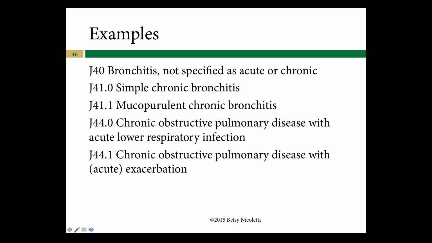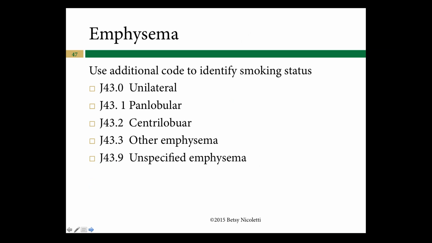So here are some examples. Simple chronic bronchitis. Take a look at J44.0, chronic obstructive pulmonary disease with an acute lower respiratory infection, or J44.1, chronic obstructive pulmonary disease with an acute exacerbation. So rather than using the equivalent of 496, we would use a code that specifically described the patient's condition. And all of these codes in the respiratory chapter, bronchitis, asthma, emphysema, they all have that notation: use an additional code to identify the smoking status, if applicable, and they would list those 5 codes that we saw early on in the presentation.